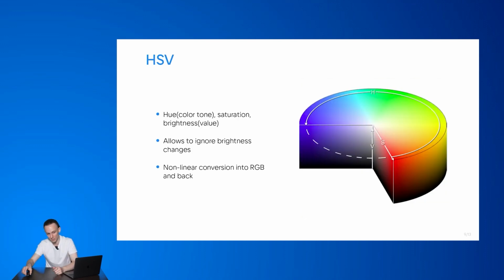The solution to this problem is the color space HSV, which stands for the hue, saturation, and value. Also, it could be mentioned as hue, saturation, and luminosity or brightness or something like that.